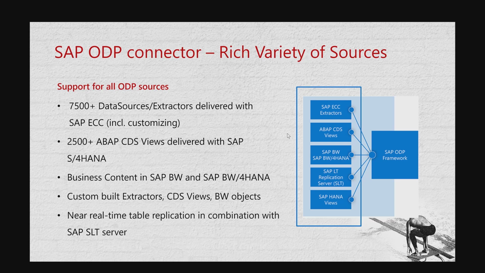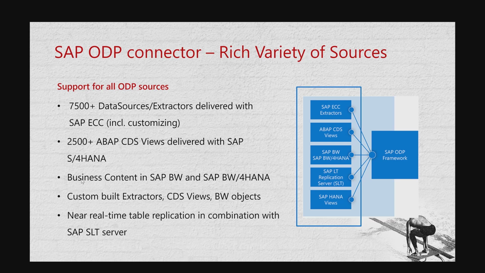The same applies to BW and BW for HANA. So all the business content, all the pre-built data models which SAP provides, but of course also all the custom models which customers build in their BW systems, they can be consumed via ODP. Speaking of custom built stuff, that's important to mention as well.